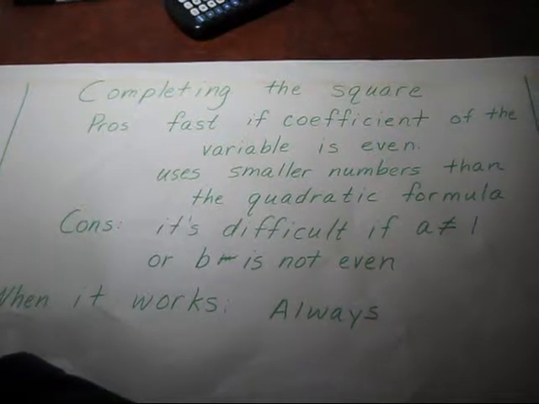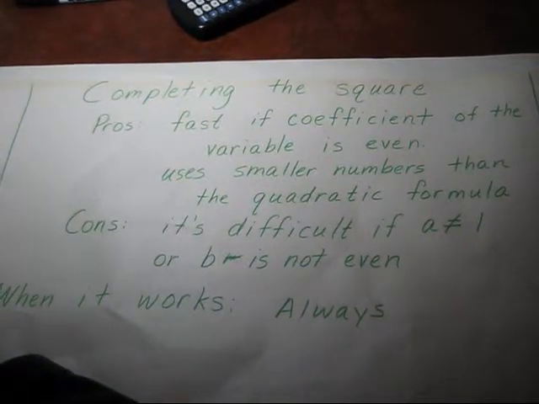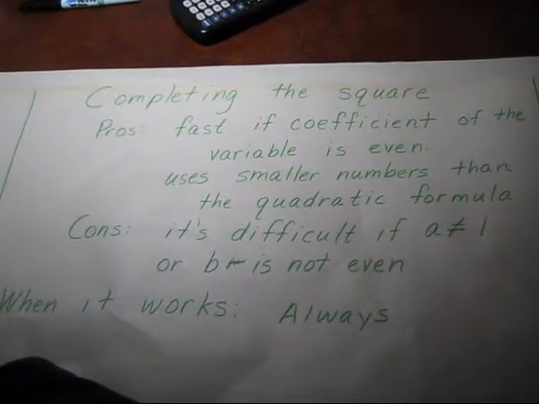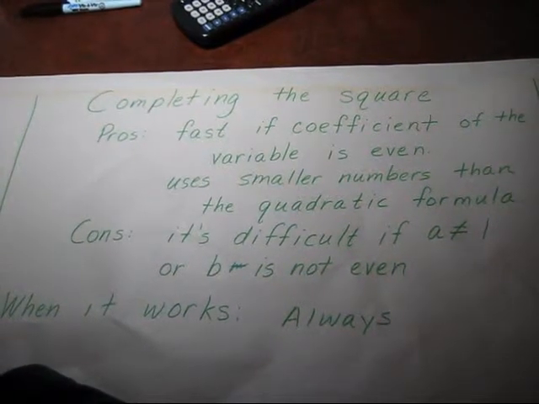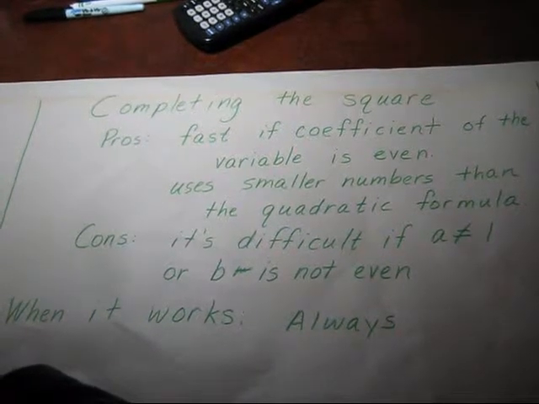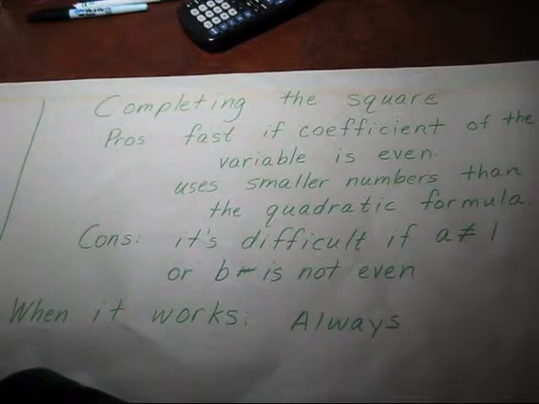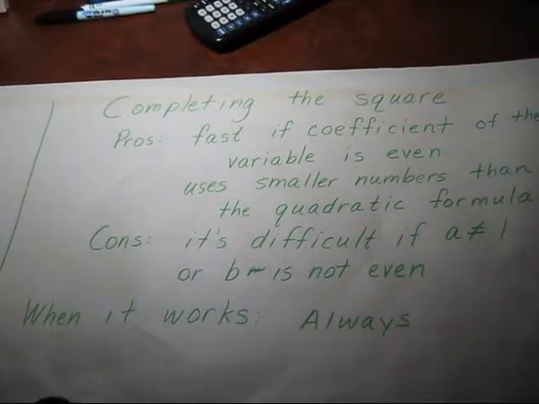Try it. Try using completing the square method and the quadratic formula. You're going to be doing a lot more arithmetic if you use the quadratic formula. Now cons is it's really difficult if a is not equal to 1. So that's the coefficient of your variable squared. Or if you don't have that even term in front of your middle term. And when it works, always.